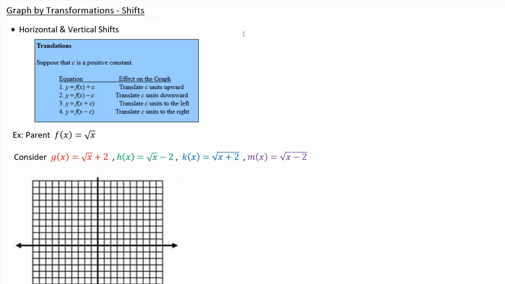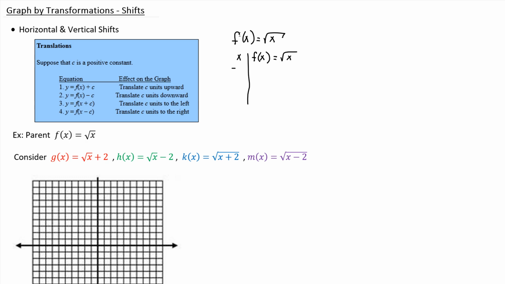The focus of this lesson is on graphing by transformations. In particular, we're going to talk about graphing by using shifts, or another term for that is translations. We're going to start off with what we would call our parent function. That may be named differently according to your textbook, but that's what I like to call it because it's our starting point.